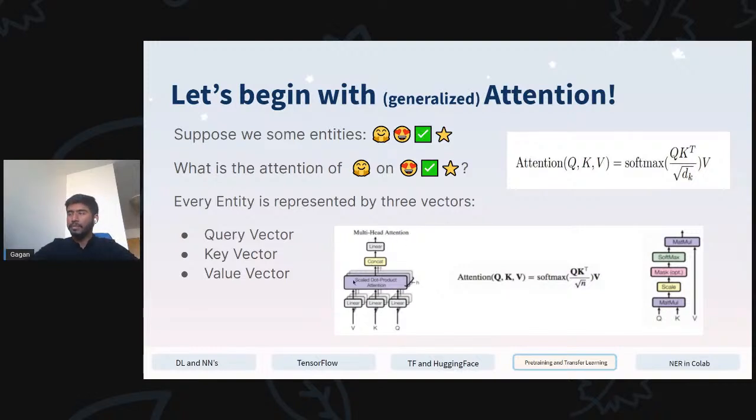Now that we have obtained the attention of one of these entities, we would want to obtain the attention of all of them on each other. Here we have calculated the attention of Hugging Face on the other three. What if you want to calculate the attention of the Heart Eyes emoji on the other three? To do that, we calculate them separately and get the scaled dot product attention, which is basically the dot product attention of all of these.